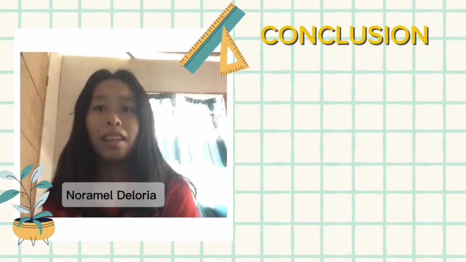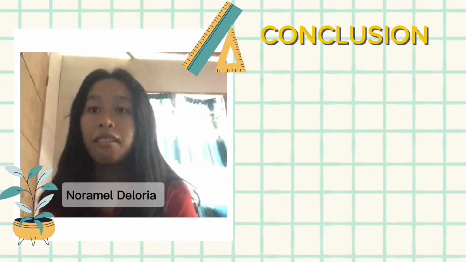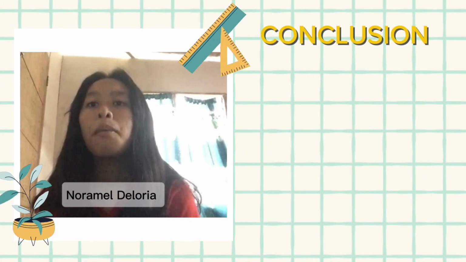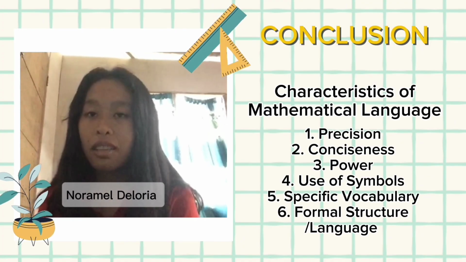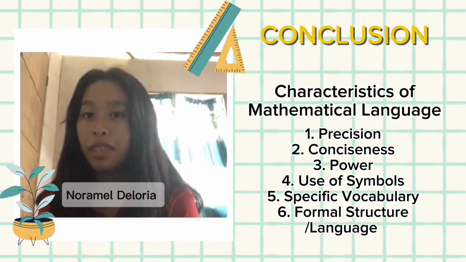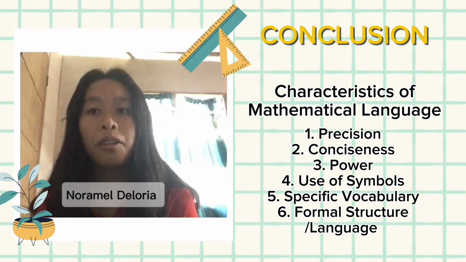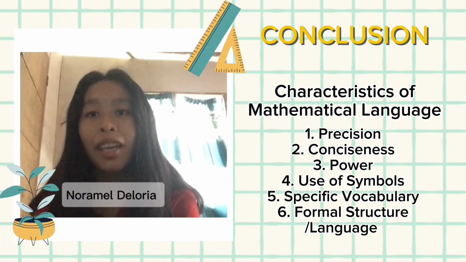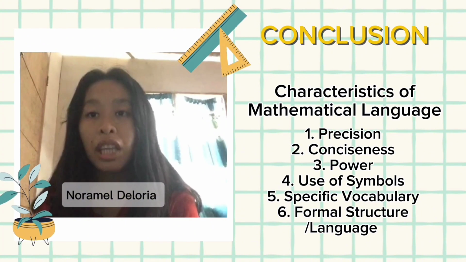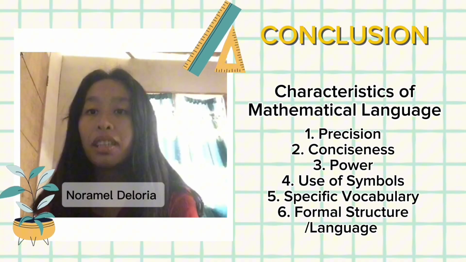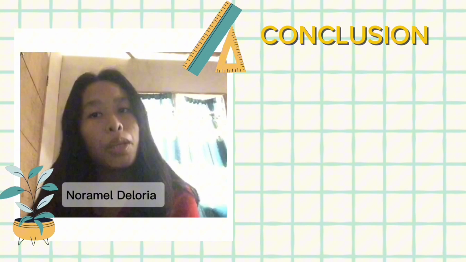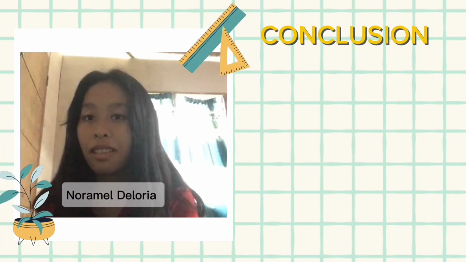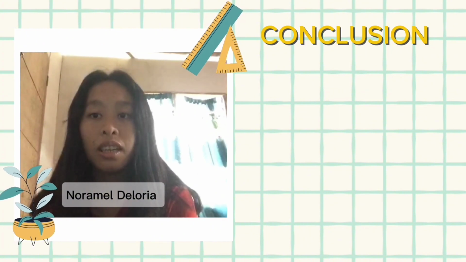In conclusion, the language in mathematics is different from natural language. Mathematical language is characterized by its precision, conciseness, power, use of symbols, specific vocabulary, and formal structure. It enables the clear communication of complex ideas through a unique system of symbols and specific vocabulary. Meanwhile, expression and sentence are completely different ideas.